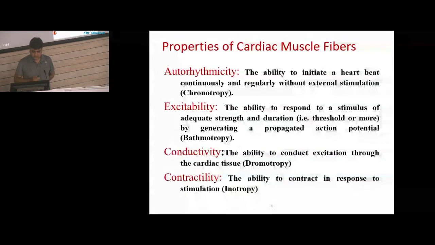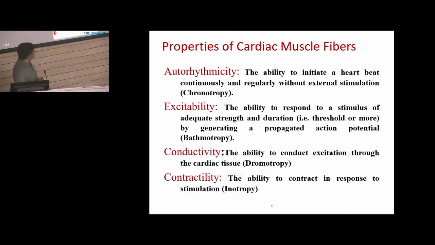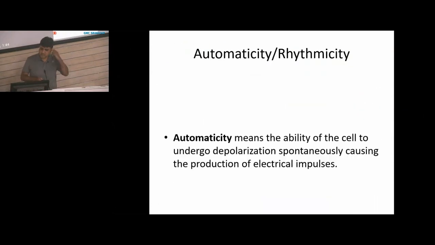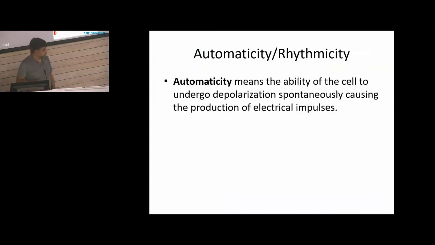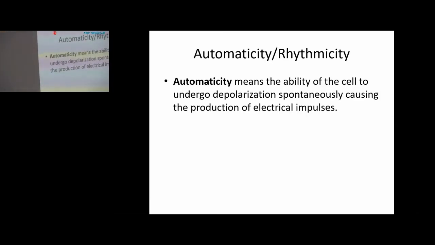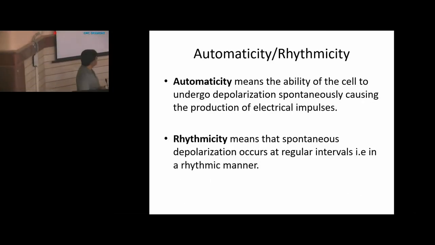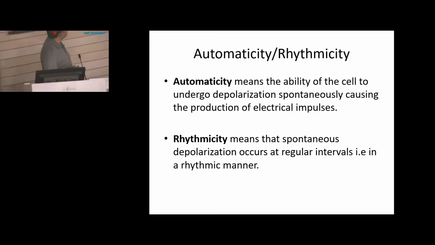Now, apart from this, one more important property of the cardiac muscle cell is autorhythmicity. And what is autorhythmicity? There are two parts to it, automaticity and rhythmicity. Automaticity means the ability of the cell to undergo depolarization spontaneously, causing the production of electrical impulses. And the second one is rhythmicity, that means that spontaneous depolarization occurs at regular intervals.